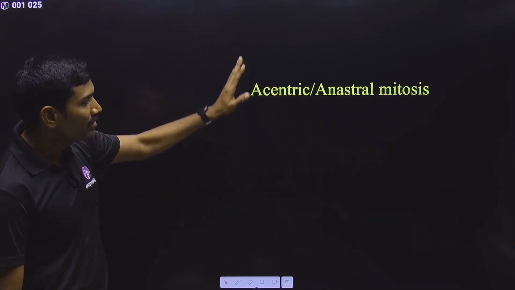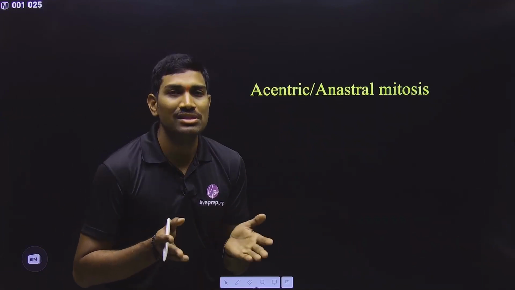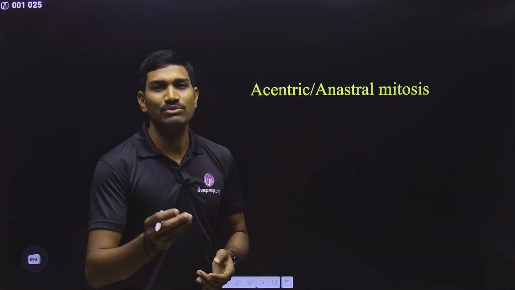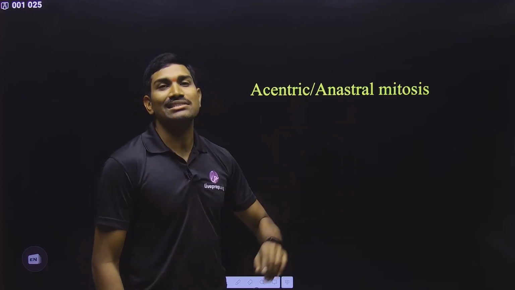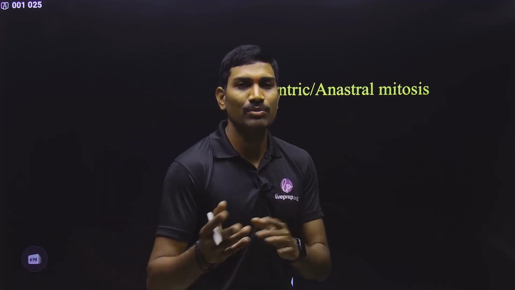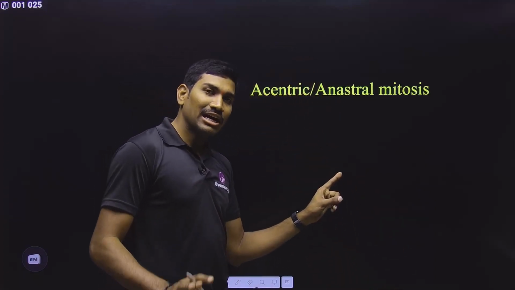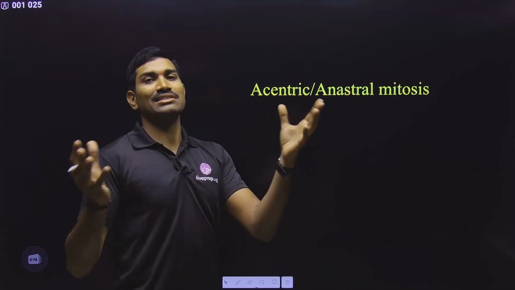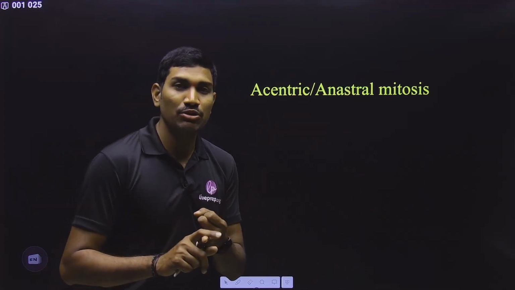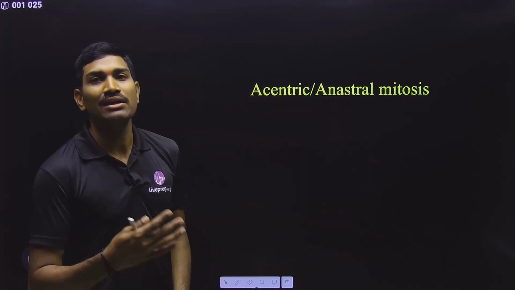Next one, some important names. Eccentric: if centrioles are not involved, then it is called eccentric division, which we observe in plant cells. Anastral: asters are not present. This is also for plant cells. What is the opposite? Centric, astral. Astral is also called amphiastral; both asters are there. So centric, astral or amphiastral terms we use for animal cells. Eccentric or anastral mitosis we observe in plant cells.